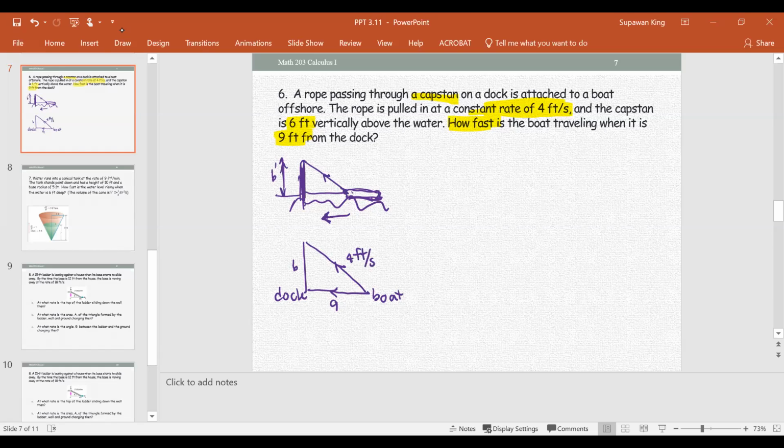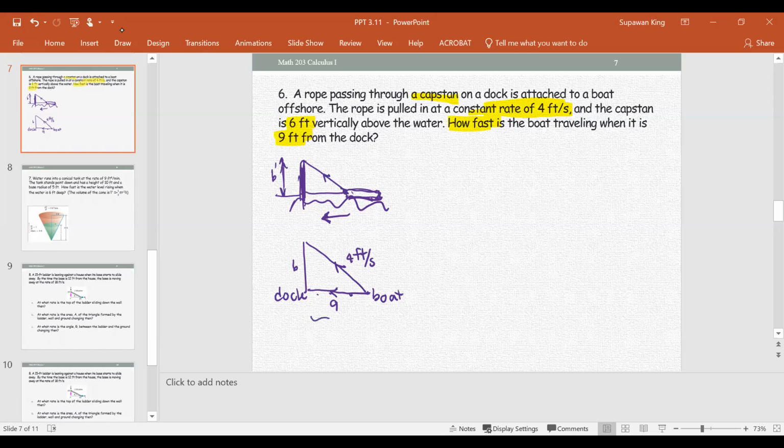Think about the real situation. When you pull, the distance gets shorter and shorter, right? So the rate is going to be negative inside. That means the position of the boat is closer and closer to the dock. Let's make a list as before. Now we're going to introduce a notation. We're going to find the rate that the boat is traveling when it is 9 feet from the dock.